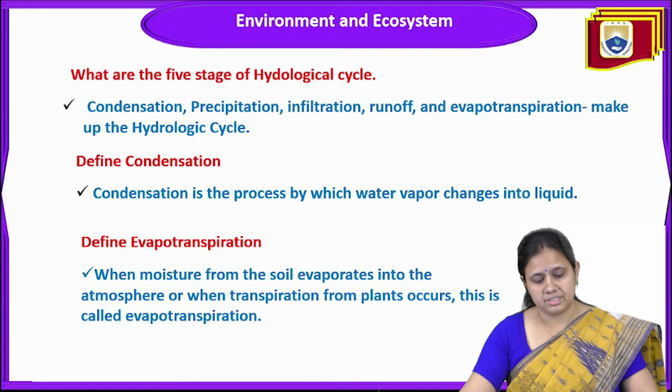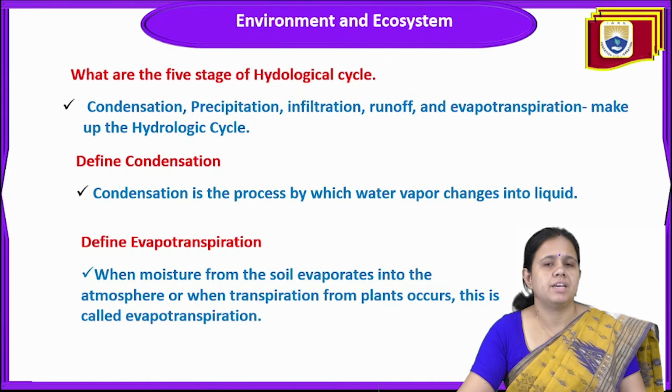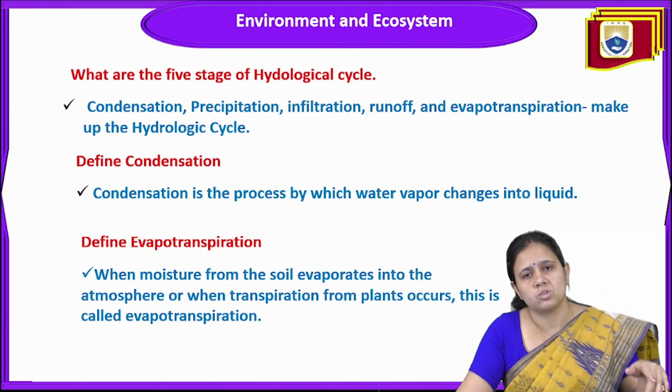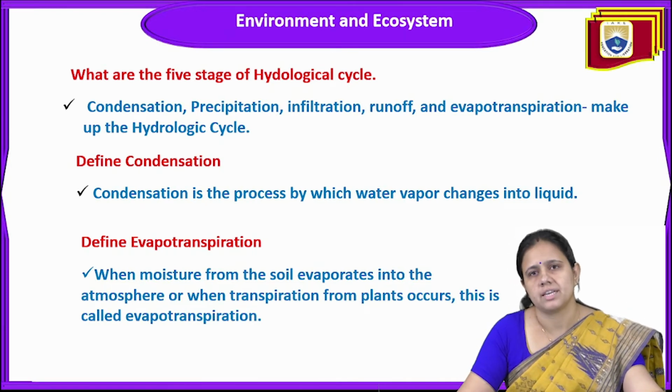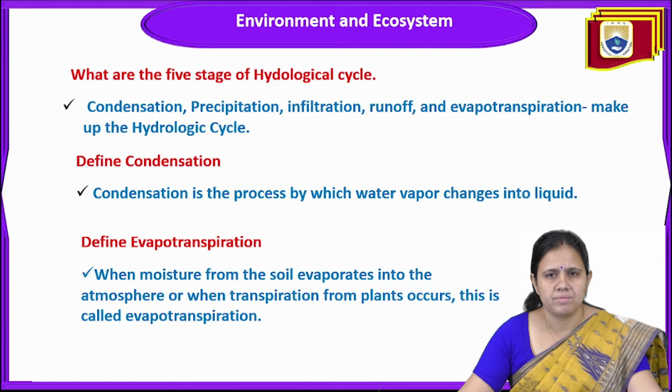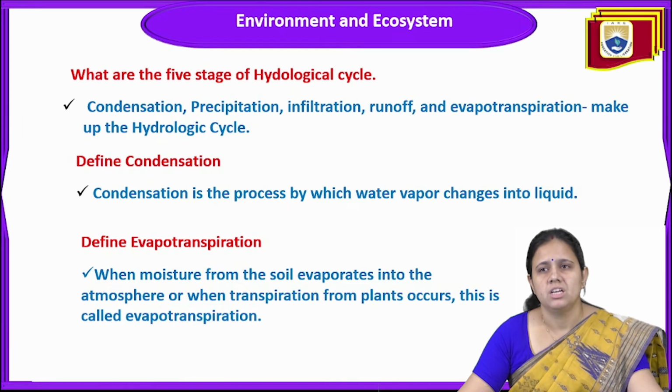Next question is about the hydrological cycle. So previously we have discussed about the hydrological cycle, means the movement of water into its different form, then again come back to water to the environment is called as hydrological cycle. So what are the different stages of this hydrological cycle? So this hydrological cycle has 5 stages, and the 5 stage names are the condensation phase, precipitation phase, infiltration, runoff, evapotranspiration. That will all together make up a hydrological cycle.